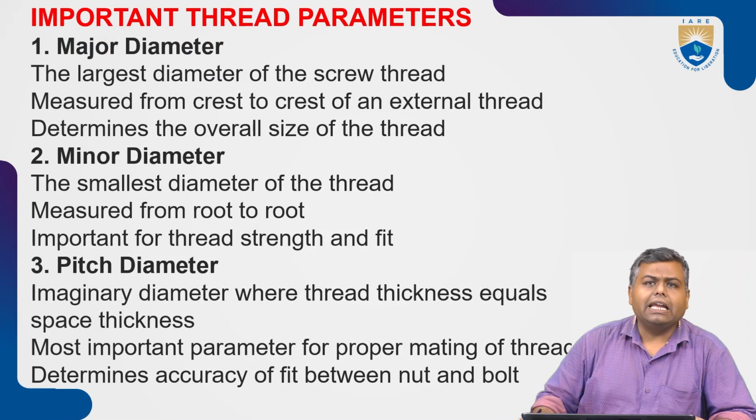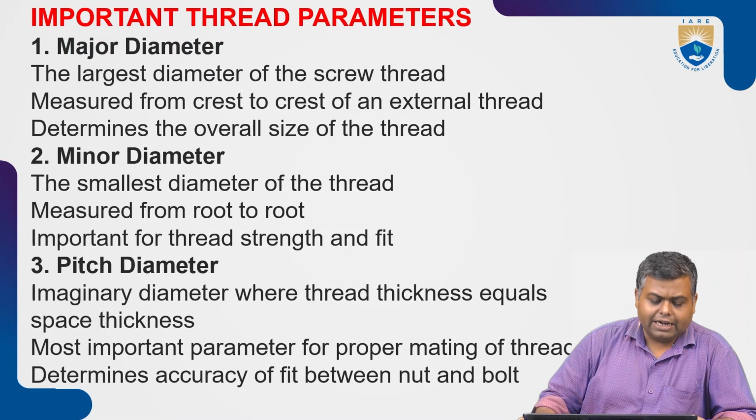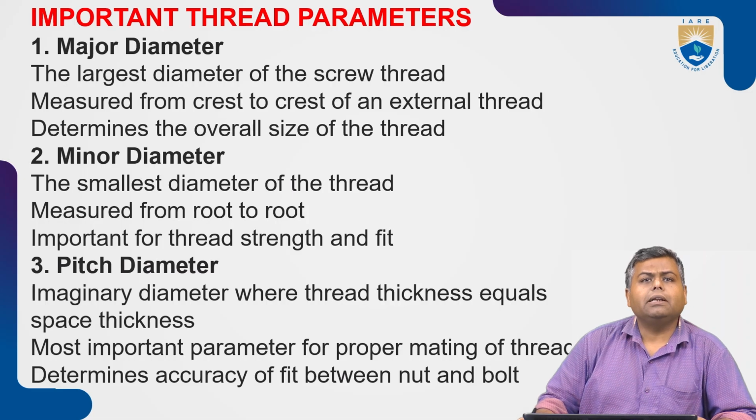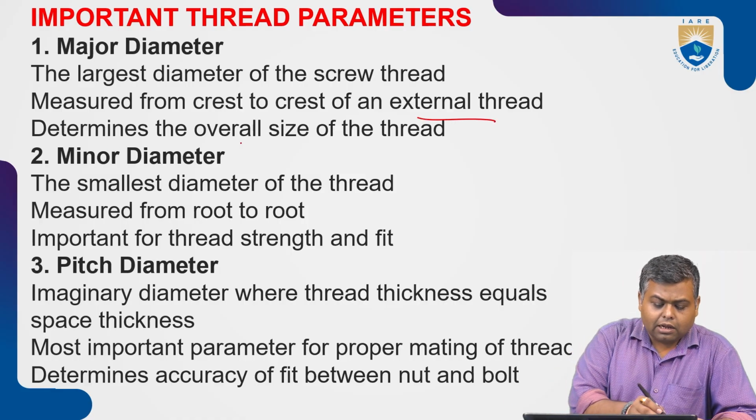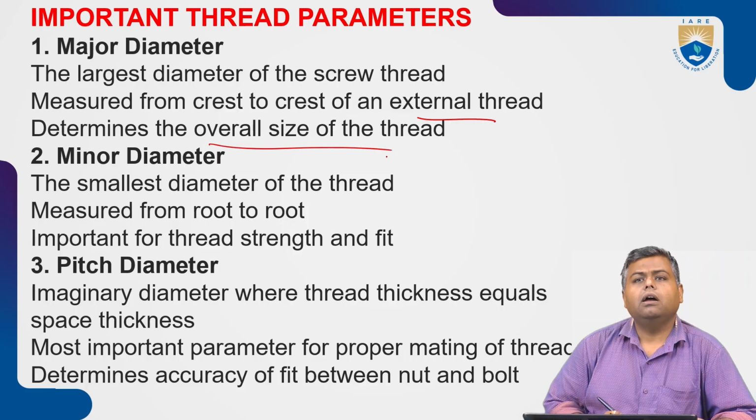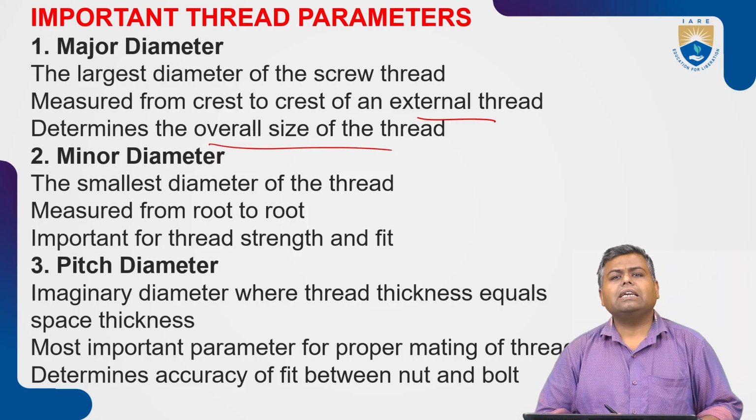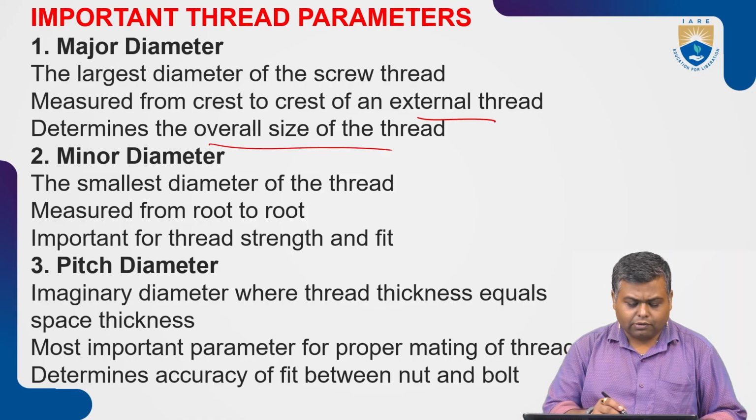Now let us see each parameter very deeply. First one is major diameter. The largest diameter of the screw thread is called the major diameter. It is measured from crest to crest of an external thread and determines the overall size of the thread. Next is minor diameter, the smallest diameter of the thread measured from root to root, and it is very important for the strength and fit of the thread.